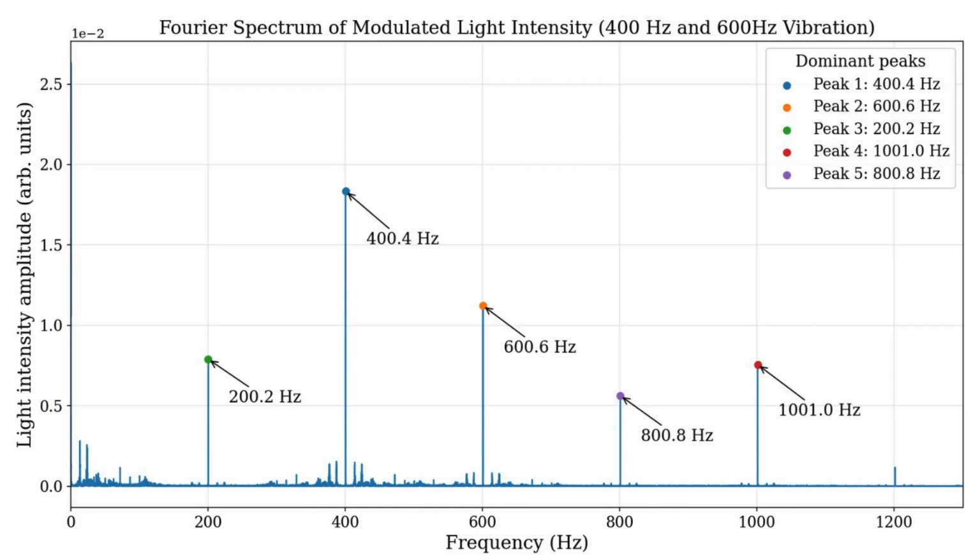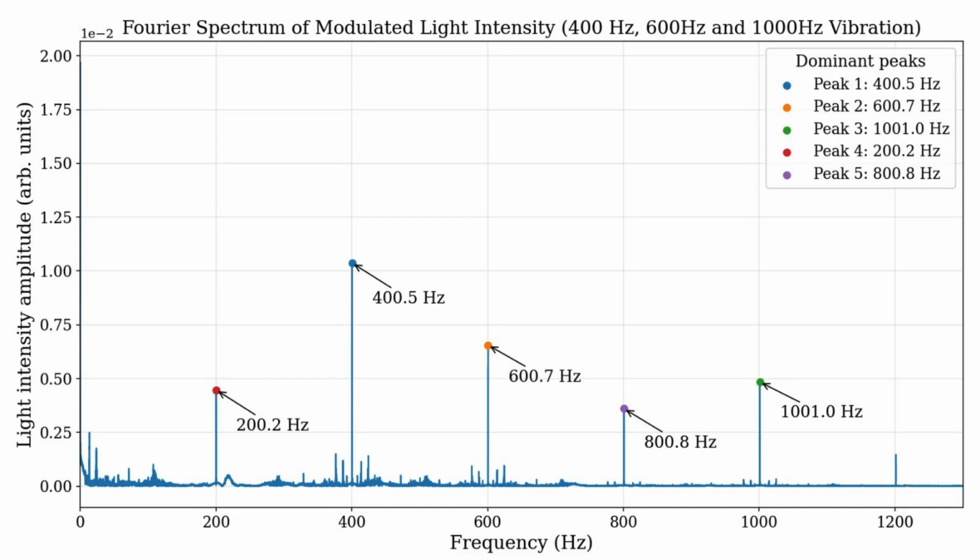What you are seeing on the screen is the plot of the FFT analysis of the data collected when vibrations of 400 Hz and 600 Hz are applied simultaneously. As you can see, the highest peaks present are at 400.4 and 600.6 Hz, which are greatly consistent with the introduced vibrations of 400 and 600 Hz. Now, we moved on to triple frequencies.